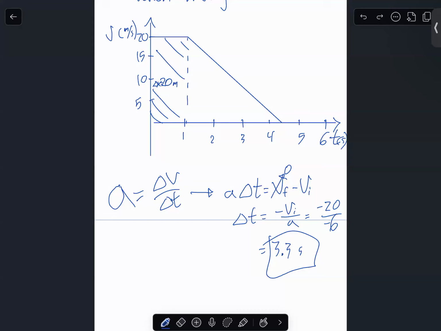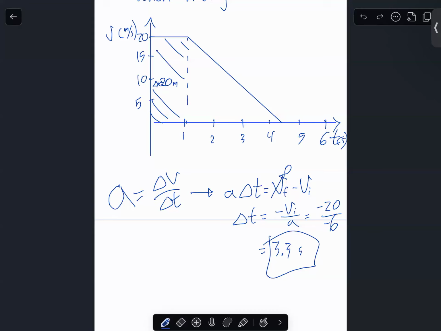What's the time? 3.3 seconds of slowing down? Yeah. 3.3 times 0 is 0 displacement. What? No. You can't just say any old velocity times time is displacement. What you can say is average velocity times time is displacement. And your average is just simple initial plus final divided by 2.